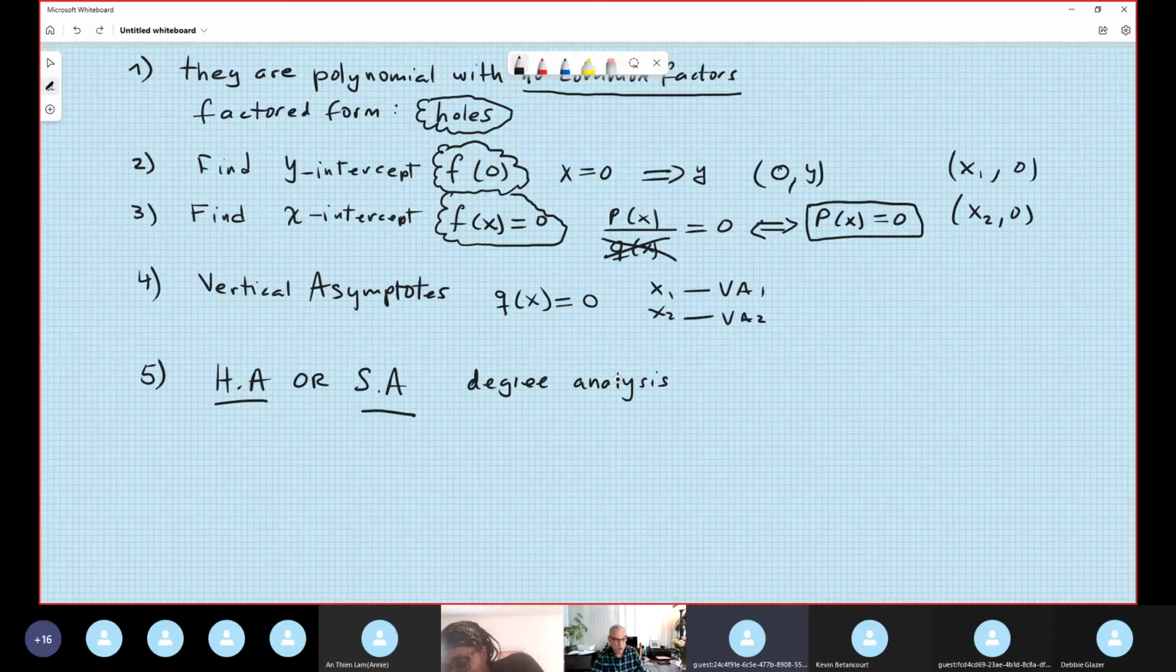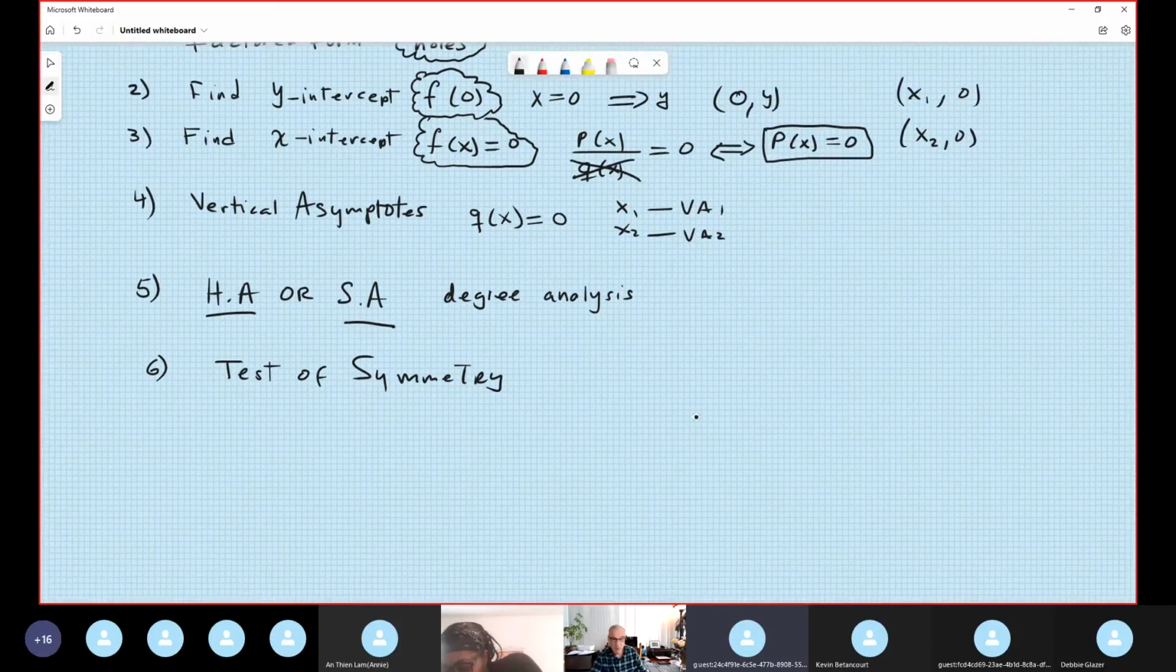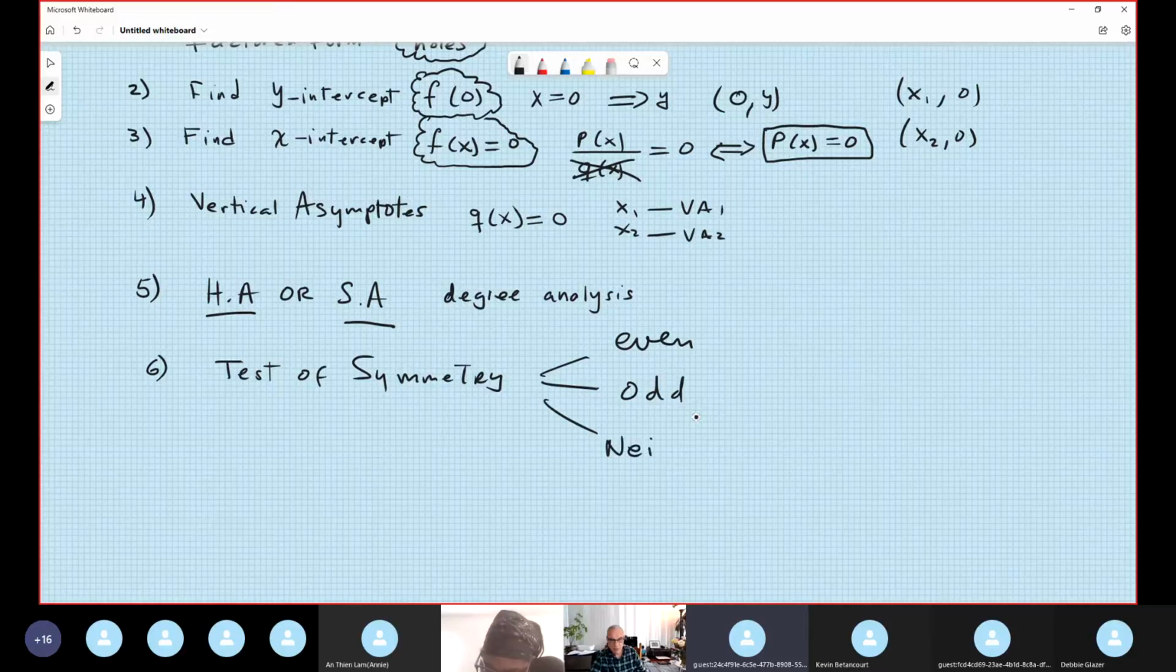Okay, number 6 is super important. I want to explain why. It's the test of symmetry. I take advantage of the transformations that you know from chapter 2. So remember, we have 3 kinds of functions: the even function, the odd function, and the neither function.